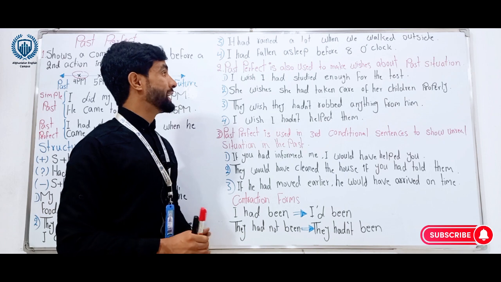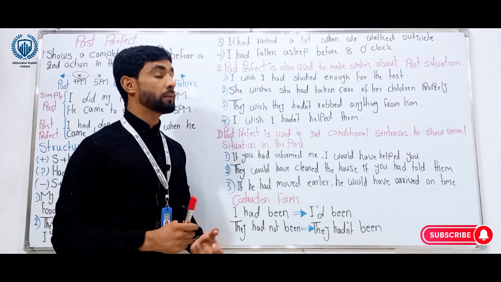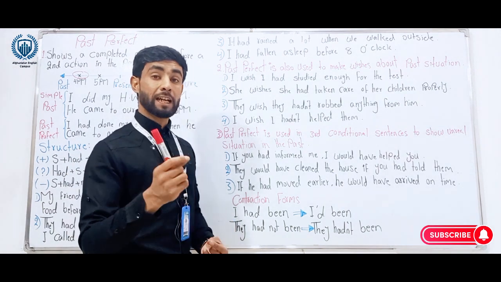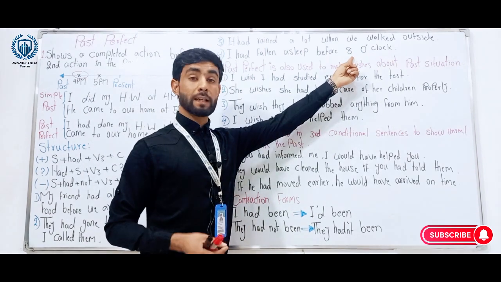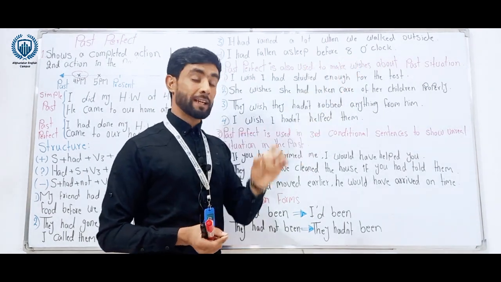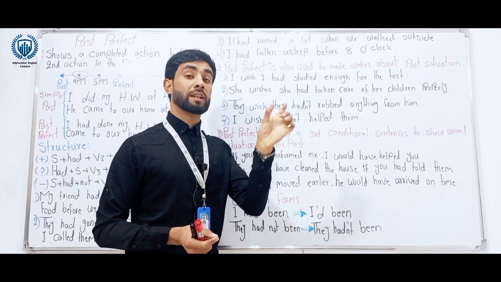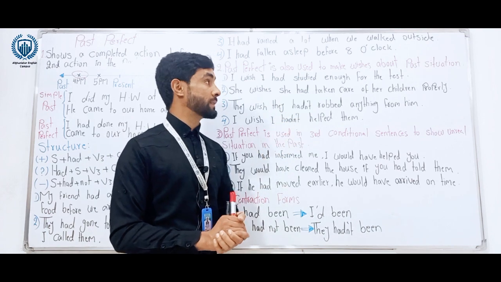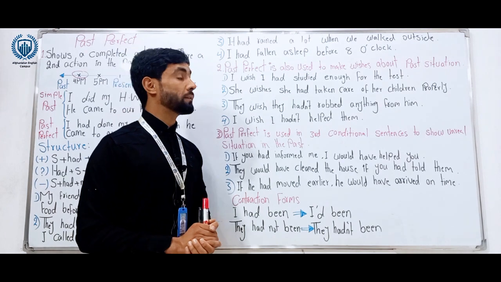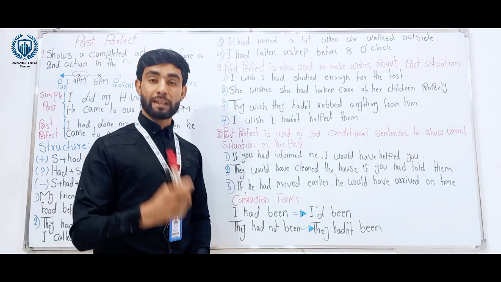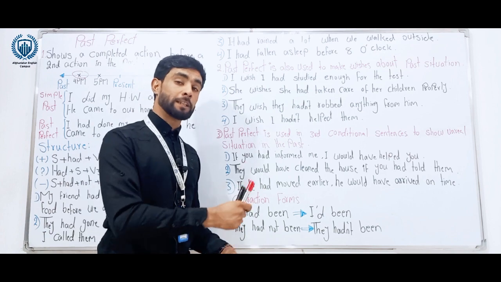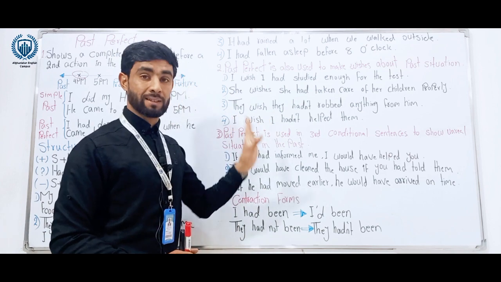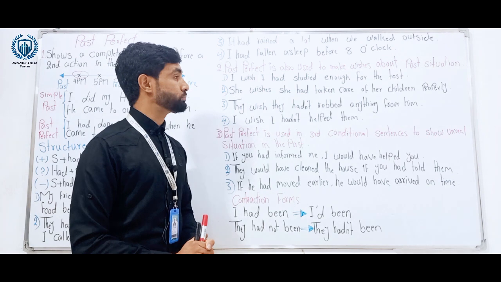Sentence number 4. I had fallen asleep before 8 o'clock. Sometimes instead of a second action, we can use a time, a specific time. An action was done before a specific time in the past. So here I can say, I had fallen asleep before 8 o'clock. So the action was done before a time in the past. Hope it's clear and hope you understood.